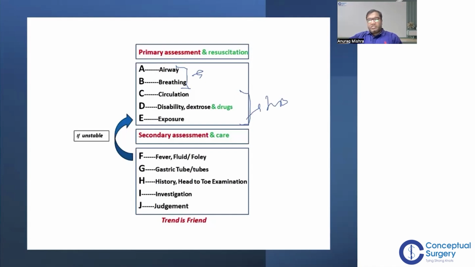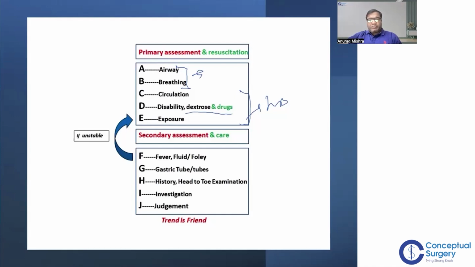Then C is circulation. D is disability in the standard ATLS, but we have added here dextrose and drugs. Dextrose is normal blood glucose values. And at this point, we should see what drugs are going on and if there is a need to start any drugs for the person. So this is to widen the horizon of this ABCD protocol, to cover other diseases and hypoglycemias and other things. So dextrose and drugs have been added in D. E is exposure, where a detailed body examination and history and everything will be done.